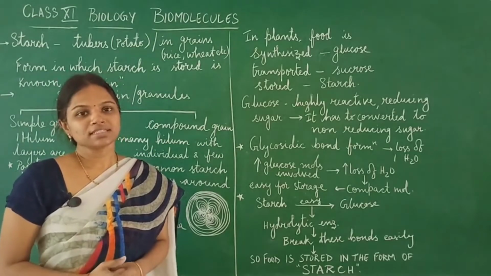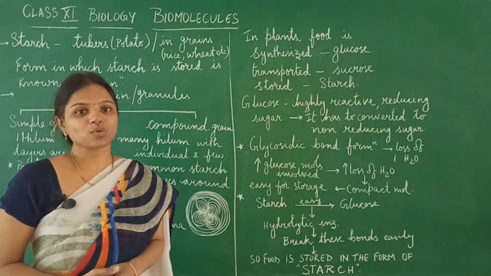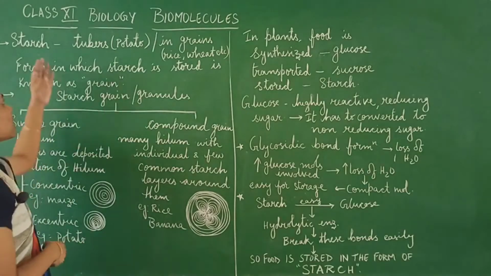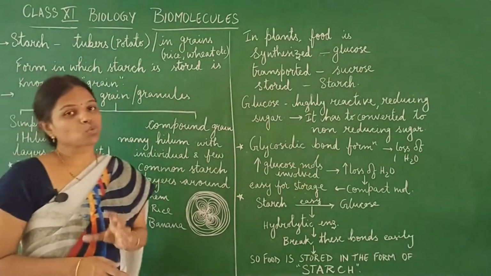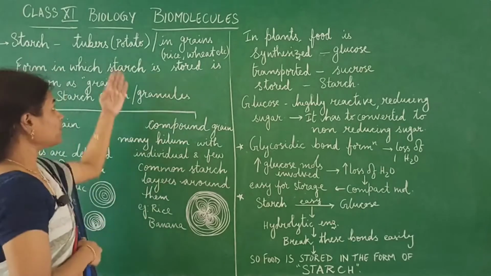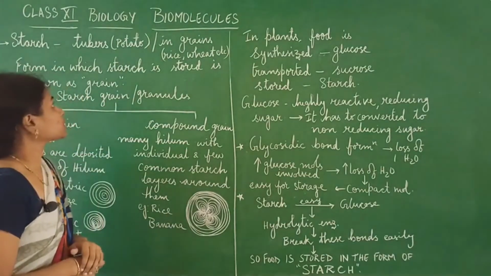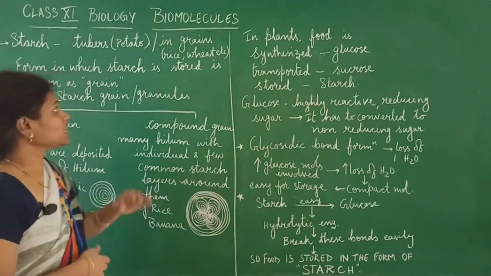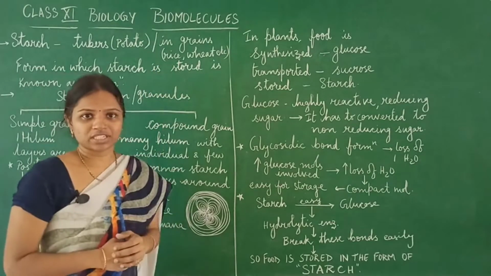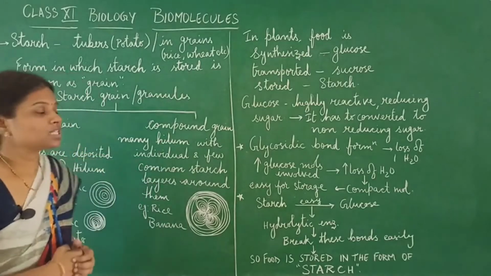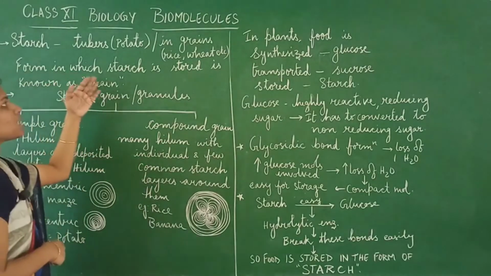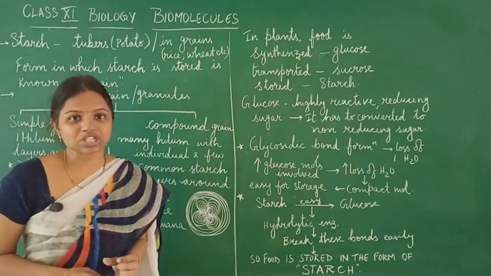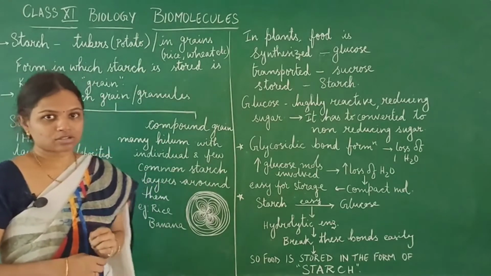Now, let us learn about how starch is stored in the plants. Usually, we know that starch is stored in the form of swollen tubers, for example, as we see in case of potato. It is also stored in the form of grains, as we see in case of rice and wheat. But commonly, the form in which starch is stored is known as a grain. We call it a starch grain or starch granules.